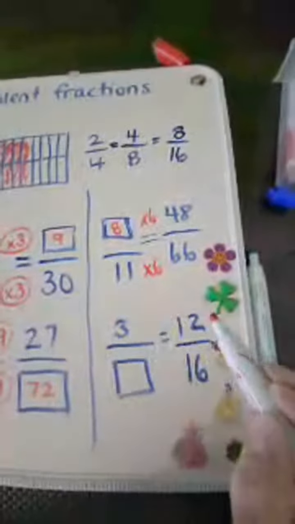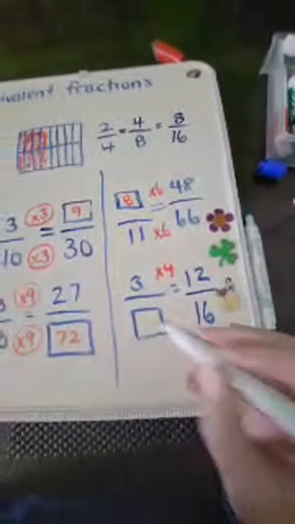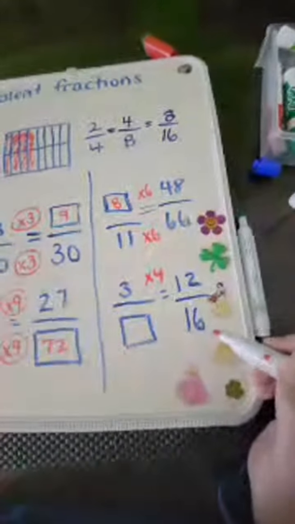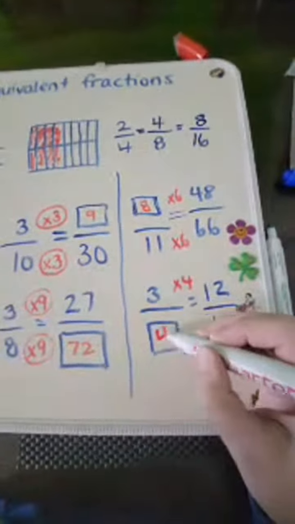Same thing down here. Not enough information on the bottom. I'm going to go to the top. 3 times something is 12. 3 times 4 is 12. Something times 4 is 16, or 16 divided by 4 is 4. There we go. That's how equivalent fractions work.